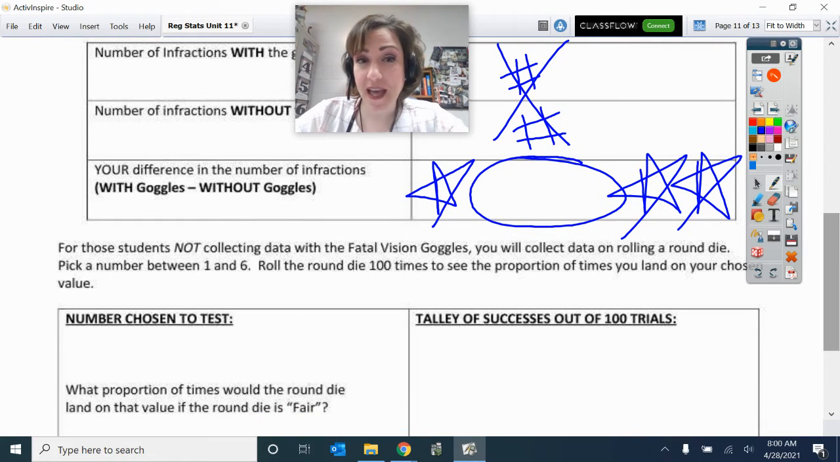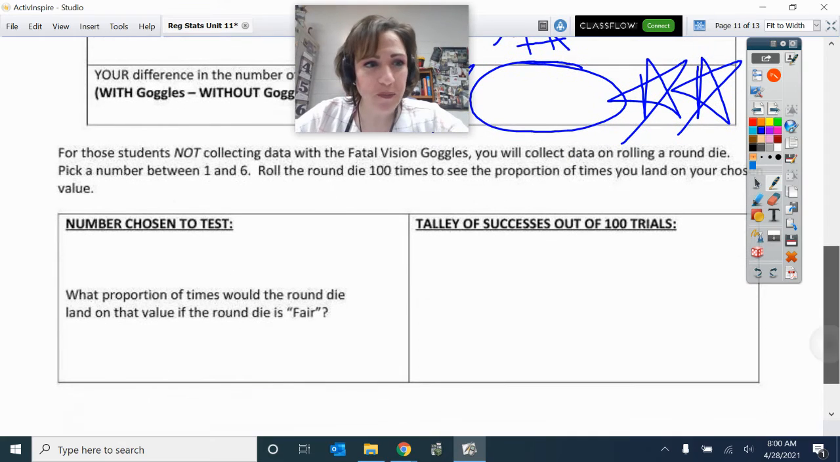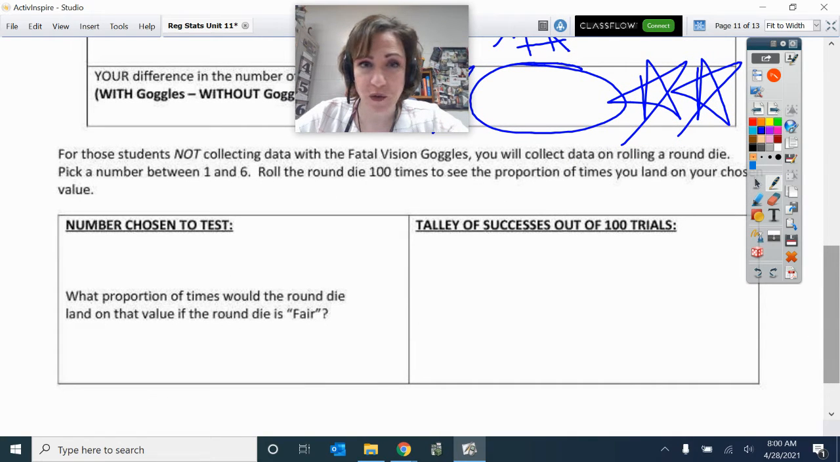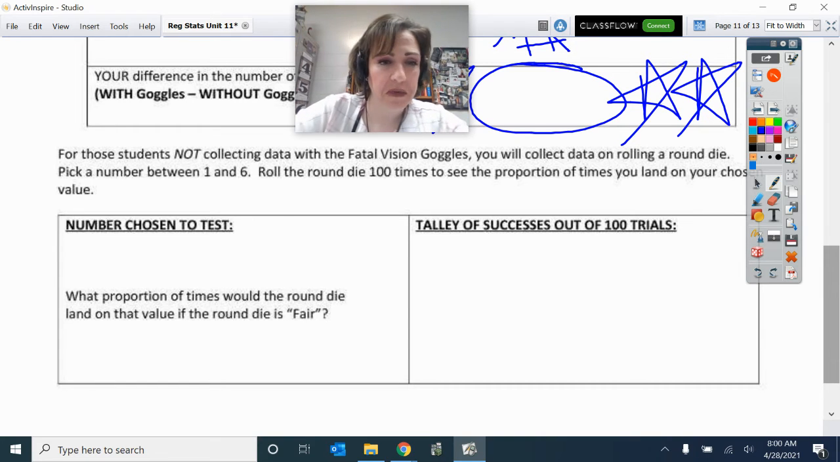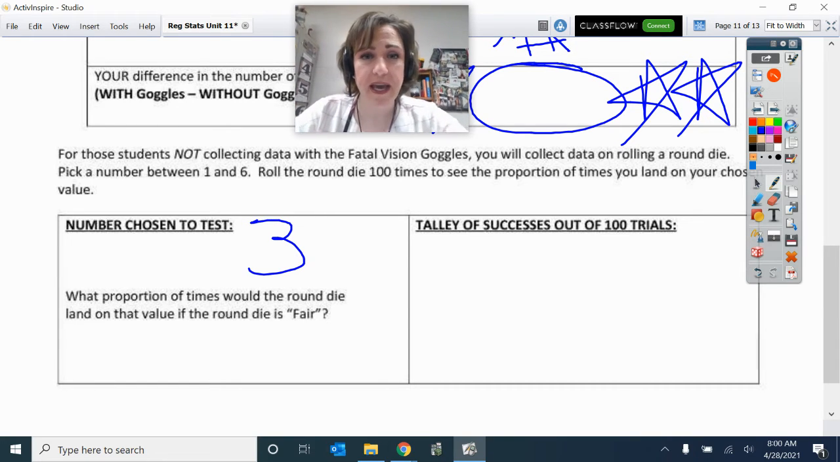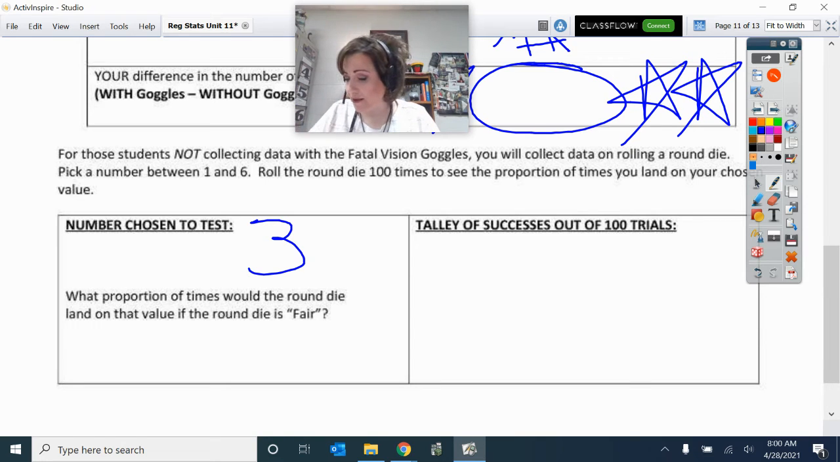Because that's going to take a while, while you are waiting on the rest of the data collection, you are also going to collect data by rolling a round die. So this is the die. It has numbers 1 through 6, just like a regular die. Pick a number between 1 and 6. I'm going to say 3. It doesn't matter. Then I'm going to roll it 100 times. It just landed on a 5, so that's not it. So 1, 2, 3, 4, and so on.